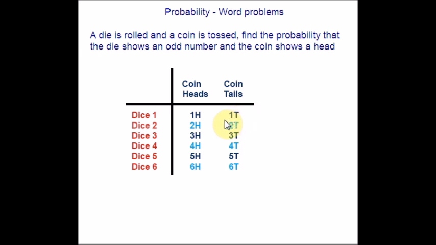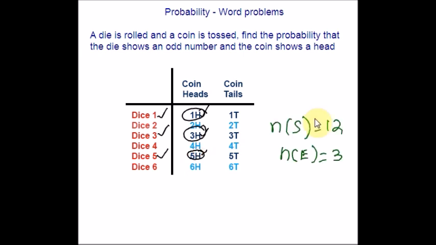So let E be the event: the die shows an odd number and the coin shows a head. So odd numbers are 1, 3, 5. Head is this. So these are the outcomes that are odd and that show head. Am I right? So n of the sample space is 12. The number of possible successful events is 3. So the probability is n of E over n of S, which is nothing but 3 over 12, which is nothing but 1 over 4.